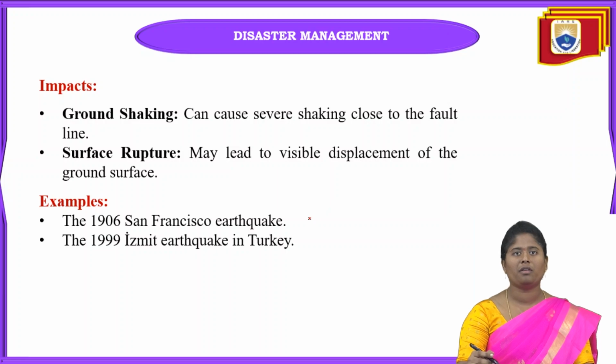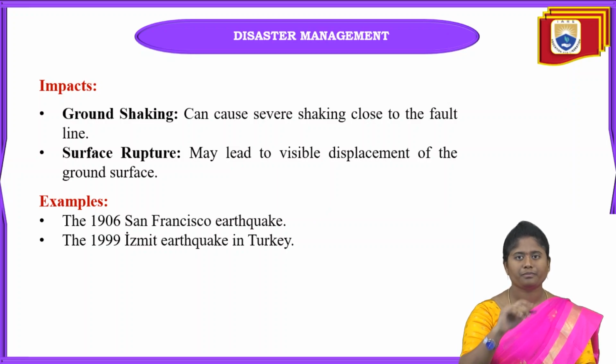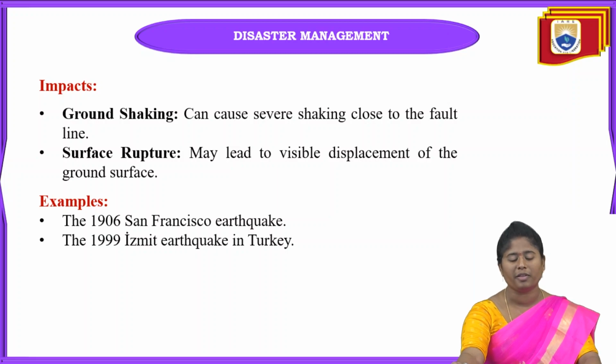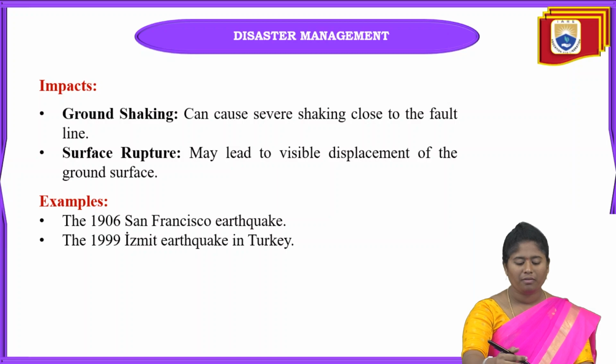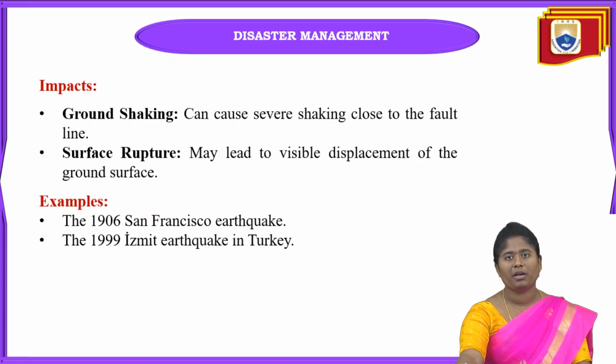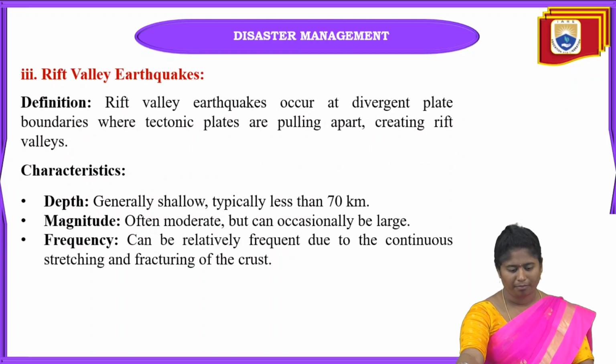Next one is, what are the main examples of transform faults? In 1906, an earthquake occurred in San Francisco. But with these types of earthquakes, there is not so much damage, just ground shaking. And in 1999 in Turkey, the Izmit earthquake also occurred.